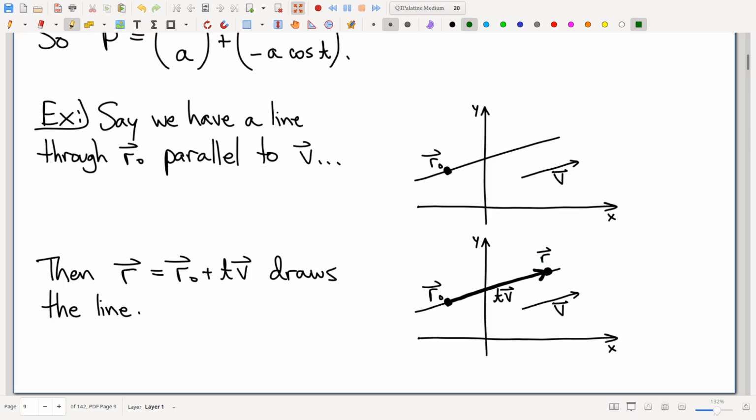Parameterizations are not even close to unique. There's lots and lots of parameterizations for any curve. So if you pick a unit vector, and then if your friend picks a non-unit vector, or a unit vector going in the other direction, or whatever, you'll just get different parameterizations of the same curve. So it doesn't matter. Anybody else? Everybody's good.